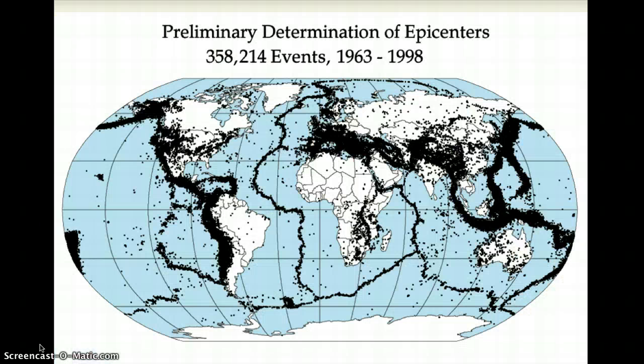This is the preliminary determination of epicenters of all seismic activities between 1963 and 1998. This is how scientists arrived at the description of plate tectonics. Each plate, as you can see through the mapping of the epicenters, gives us a rough idea of where each boundary is. It allows us to predict where future phenomena are going to occur.